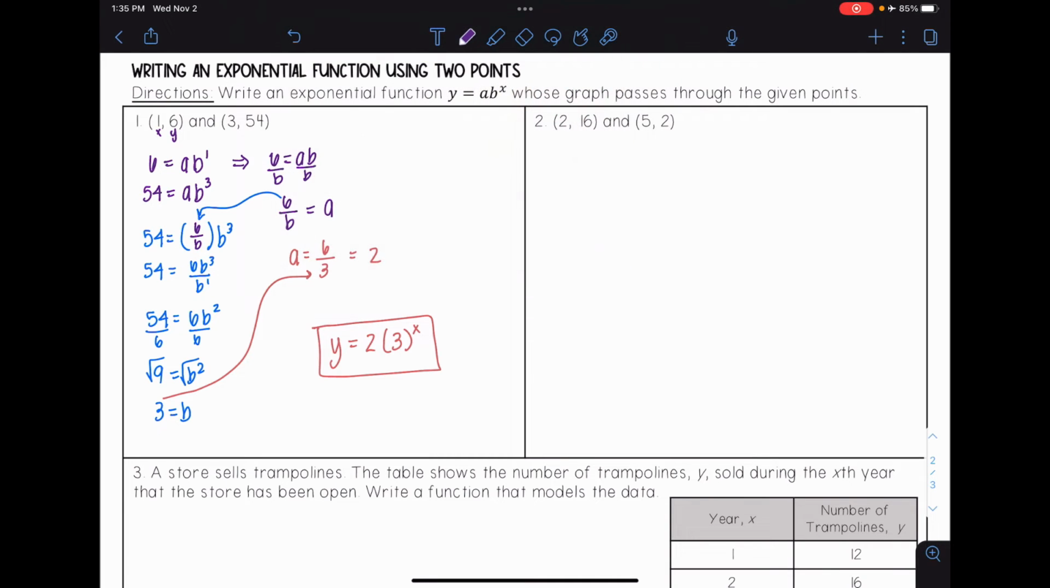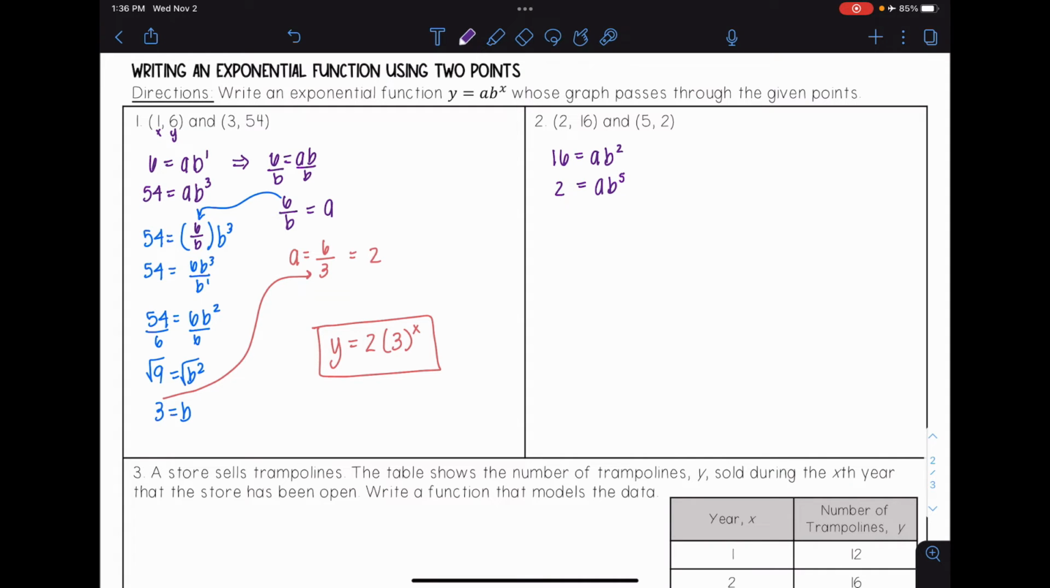Okay, let's try another one. Here I have the points (2, 16) and (5, 2). I'm first going to create my system of equations. For (2, 16), plugging the x and y into y equals ab to the x, I get 16 is equal to ab squared. Plugging in (5, 2), I get that 2 is equal to ab to the 5th.